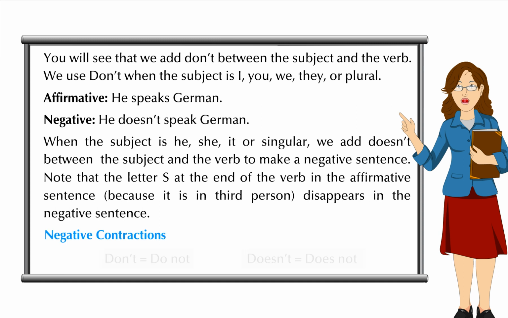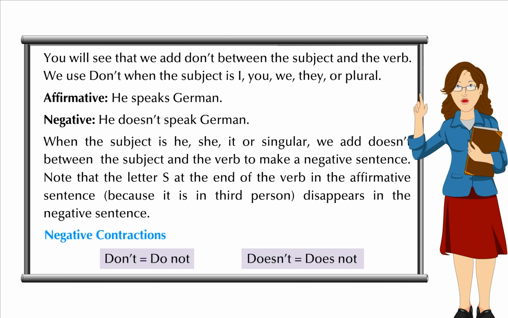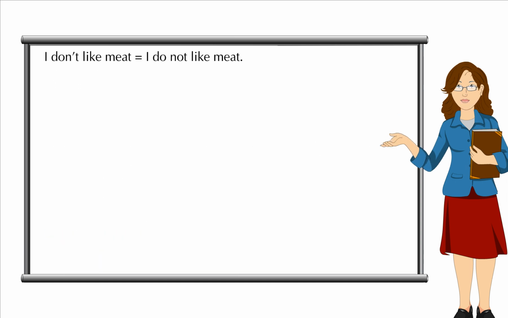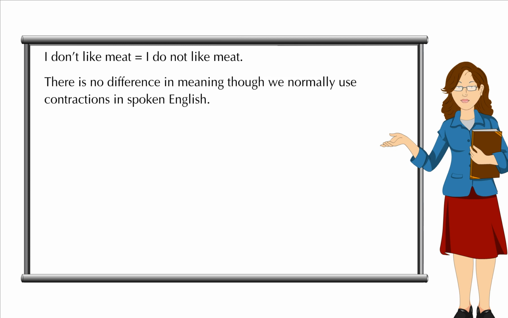Negative contractions. Don't, do not, doesn't, does not. I don't like meat. I do not like meat. There is no difference in meaning, though we normally use contractions in spoken English.